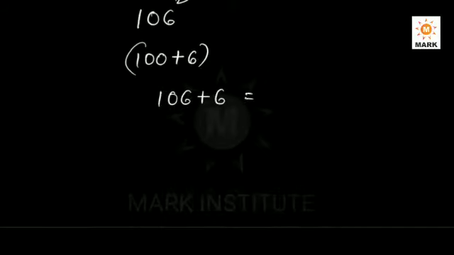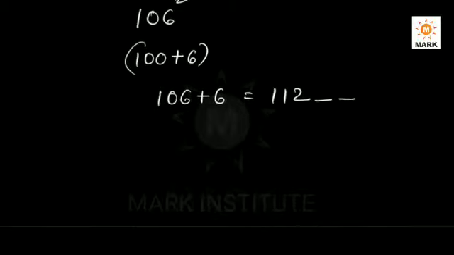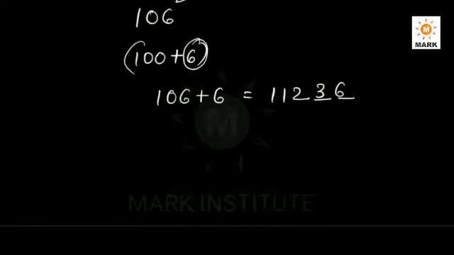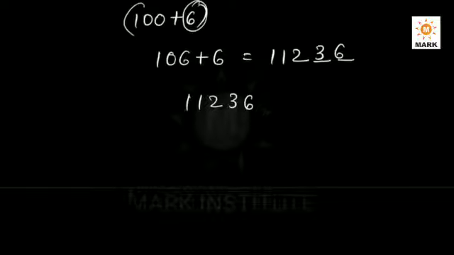I am taking one more example. 106 square. Since 106 is 100 plus 6, I am adding 106 plus 6, that is 112. Afterwards I have to write 2 digits, 2 numbers. What do we have to write in the 2 digits? The whole square of this number, 36. Our answer is 11236.